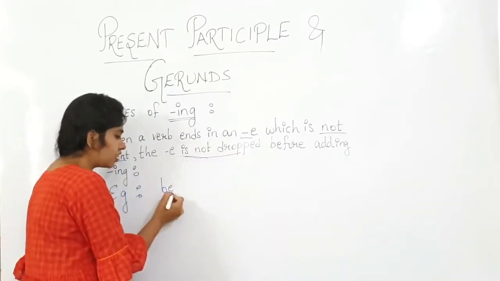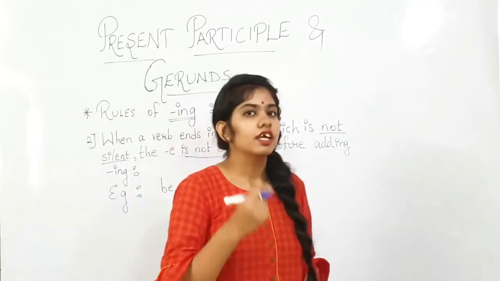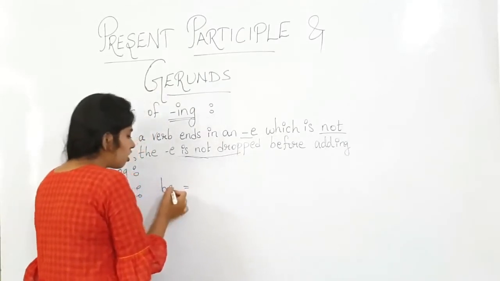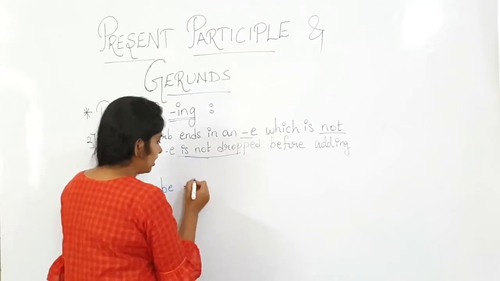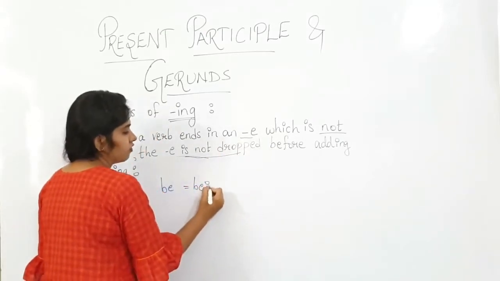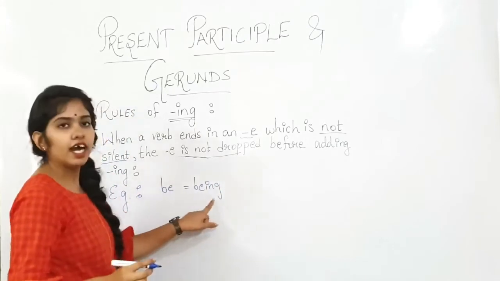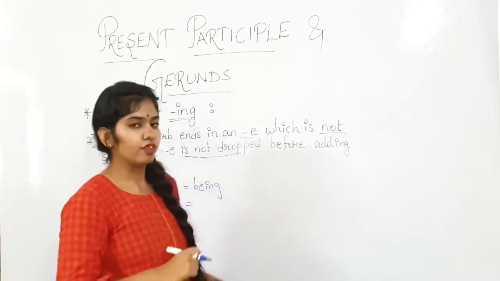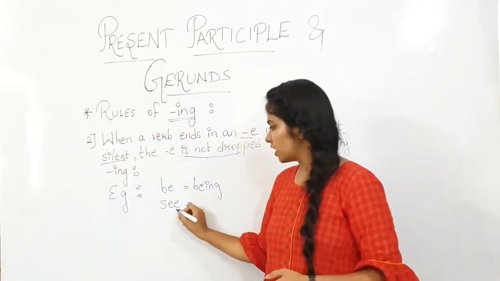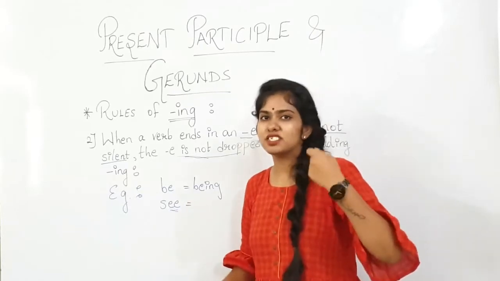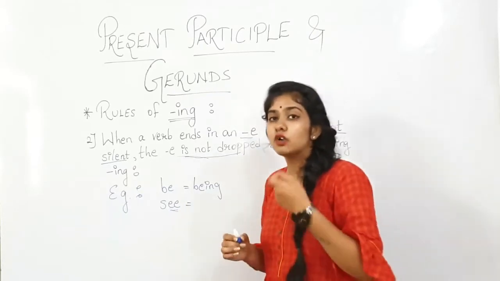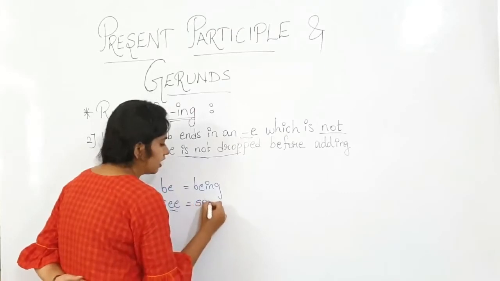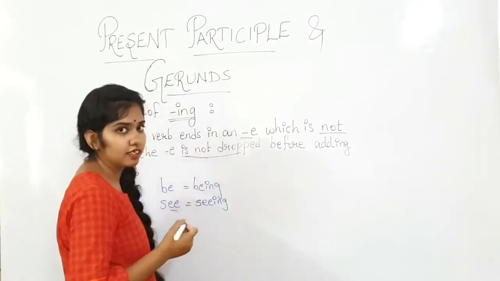So let's have a look at some of the examples, such as be, right? Then over here we are speaking the sound of the E. At the last we are speaking the E sound. So we will not drop the E. We will not cut the E, but instead of that we will continue writing ing, B-E-I-N-G. Another example, see, right? So over here we are also speaking the sound of this E at the last. So you can see that the sound of the E is not silent, right? So we will not cut the E and directly add ing, seeing.